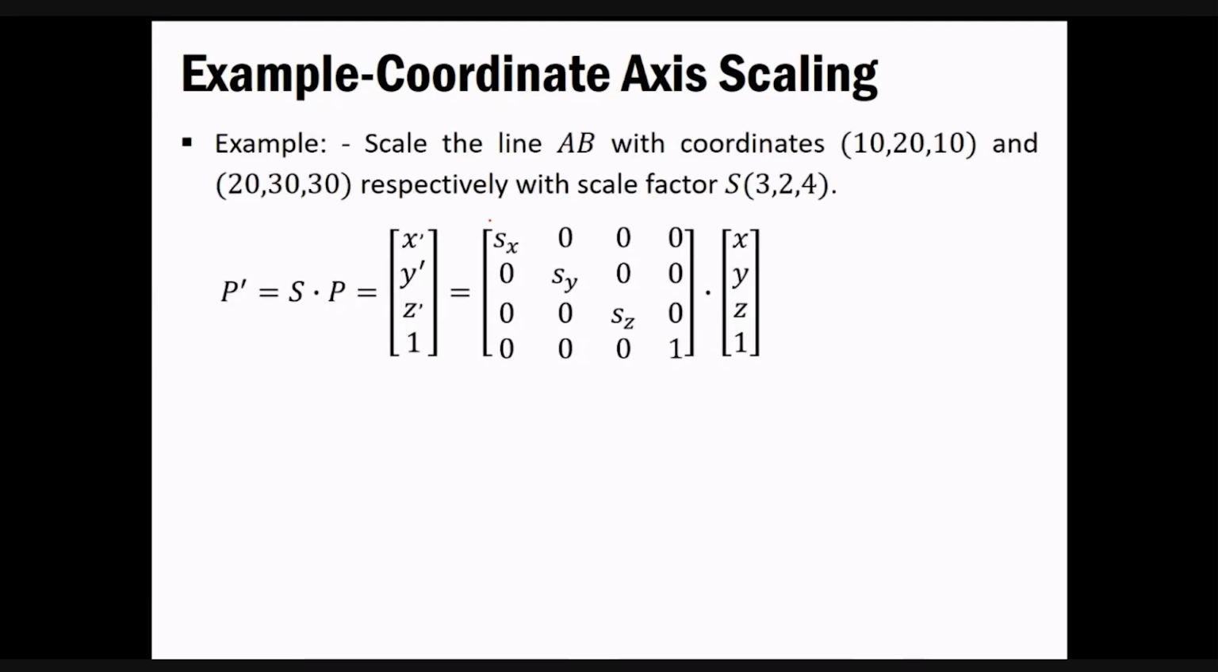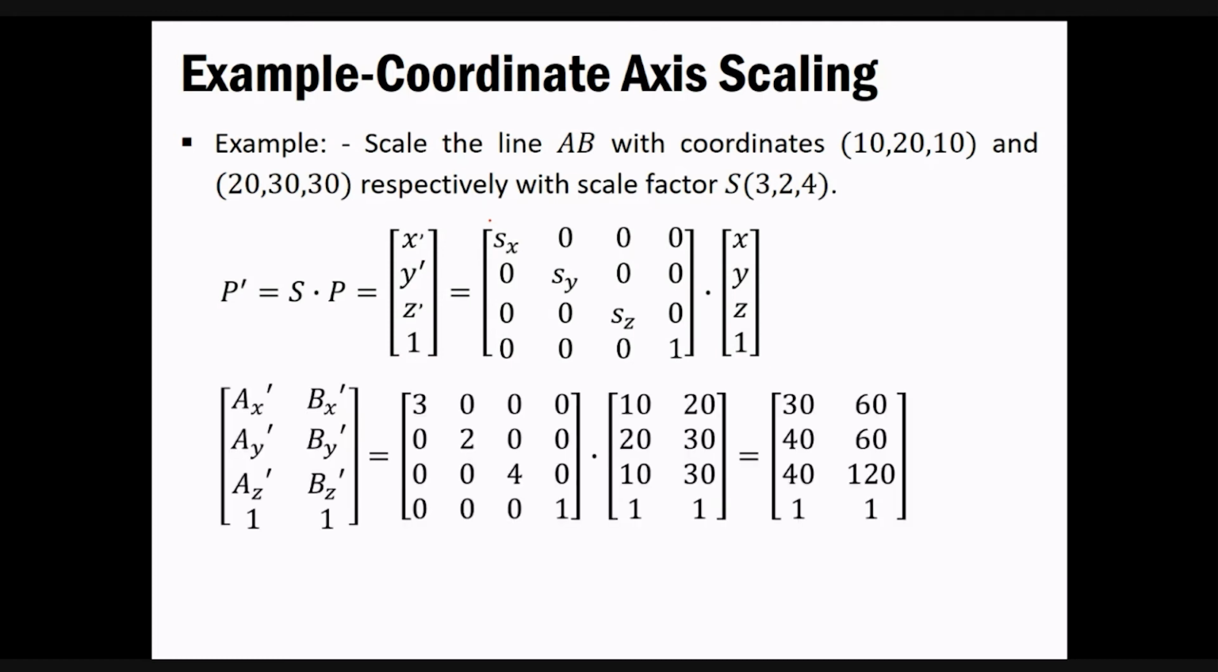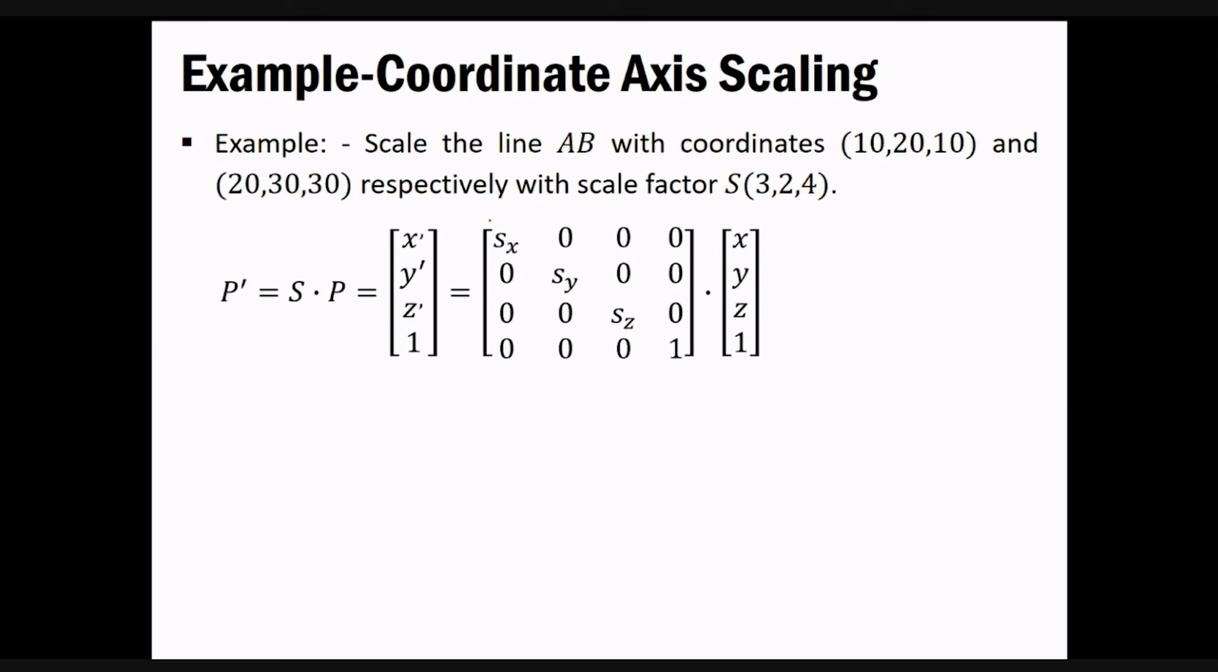The question says: scale the line AB with coordinates 10, 20, 10 and 20, 30, 30. Whatever information you have, you just put it in. Your preparation for the mid sem might have been done, so you might not find it difficult, because you just need to add one more piece of information to the matrix. You already performed this in your mid-sem exam also.